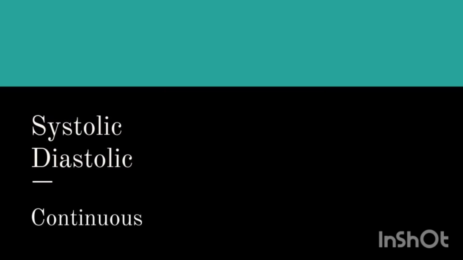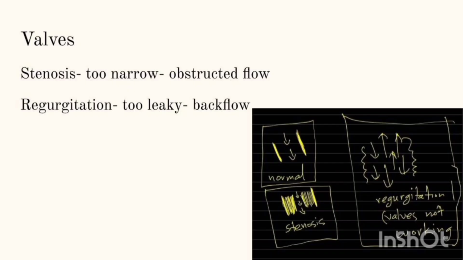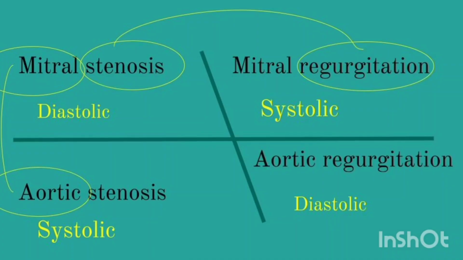Now, what about the valve? If the valve is too narrow, we call it stenosis, and this causes obstructed blood flow through that valve. And if the valve is not functioning properly, if it is too leaky, then there will be backflow, and we call it regurgitation. And in case of the left side of the heart, there is mitral valve and there is aortic valve.